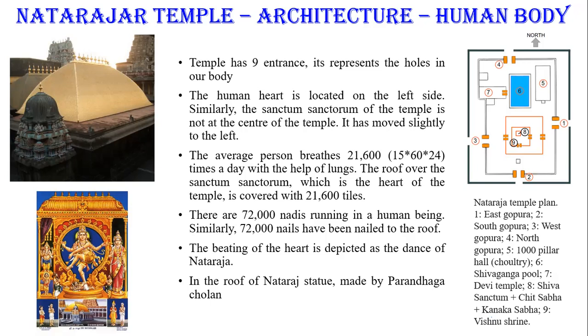Breathing actually, 2,600 means on average 15 breaths per minute, so in 24 hours per day it will come to about 21,600. As well as it has 72,000 nails. It is a golden roof, made only of gold, and this represents our human body nadis. Moreover, everything is related to our human body. They architected it in that way. It was constructed by Parantaka Chola.